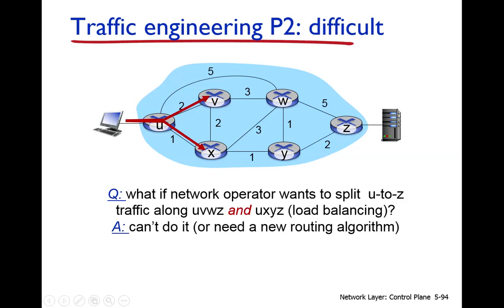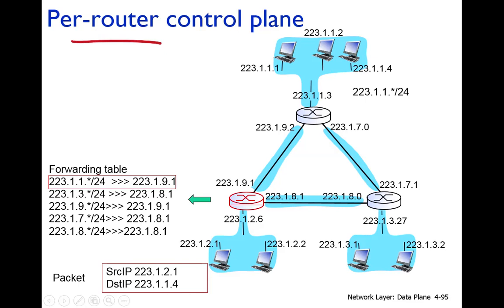This cannot be done in the link state routing protocol. Why? In the link state routing protocol and in the per router architecture, if you remember, we have a flow table or forwarding table based on destination IP address. You can see that here, these are the nodes. So whether you are sending data to this host 223.1.1.1 or 223.1.1.2 or 223.1.1.4, for all these destinations the data from here will move on this path, because we have destination based forwarding. So for each destination we have only a single path.